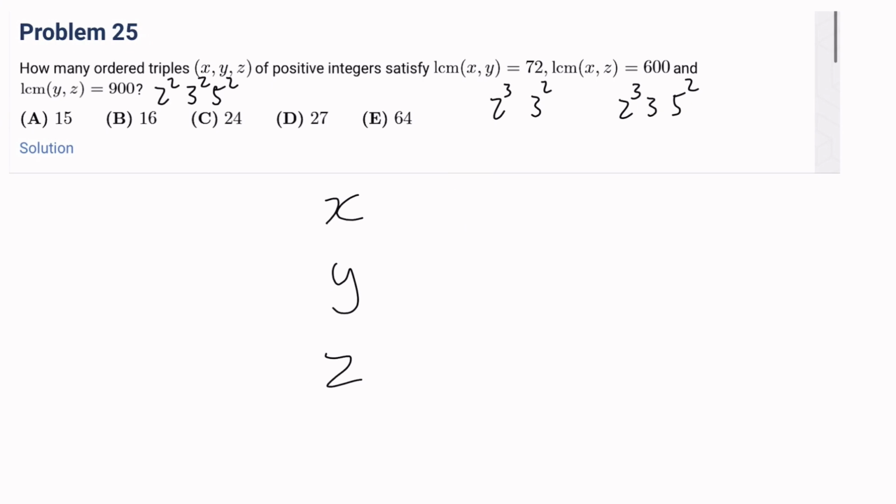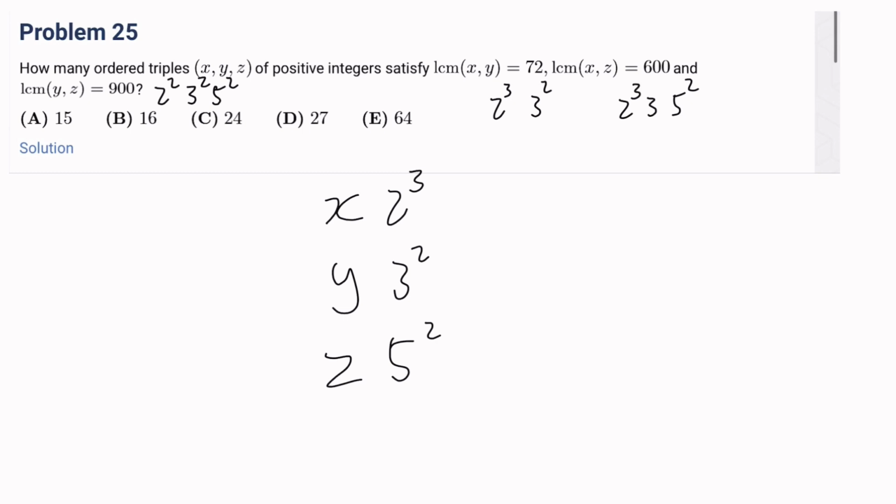And so first let's try and search for what x has. Since x and y and x and z both have 2 cubed, but y and z don't have 2 cubed, that means x definitely has 2 cubed. And by the same reasoning, the ones with y have 3 squared, but the ones without y don't have 3 squared, so that means y definitely has 3 squared. Same thing, the ones with z definitely have 5 squared, but the ones without z don't have 5 squared. That means z definitely has 5 squared, right?